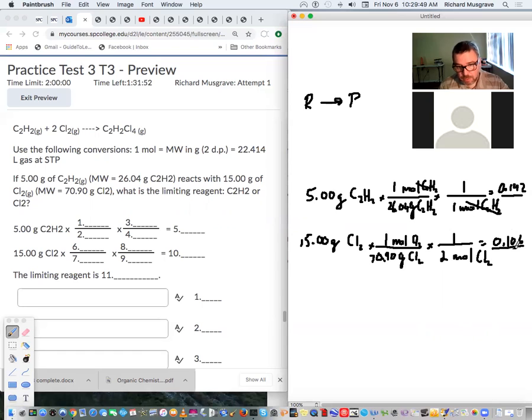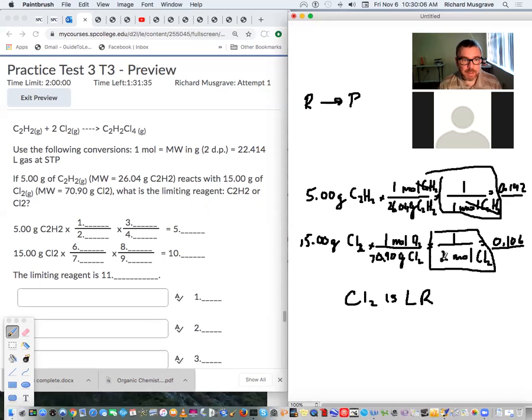Now the smaller of these two is the Cl2, so the Cl2 is the limiting reagent. The most confusing part of this is the times 1 over the moles in the reaction. That's coming from the reaction, and we're just taking into account the stoichiometry when we're getting the limiting reagent. So the one that gives the smaller number is going to be the limiting reagent. Times 1 over something is the same as dividing, because times a half is the same as dividing by 2. Any questions?